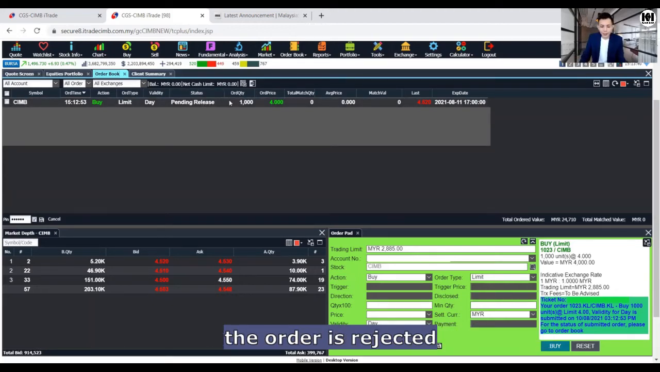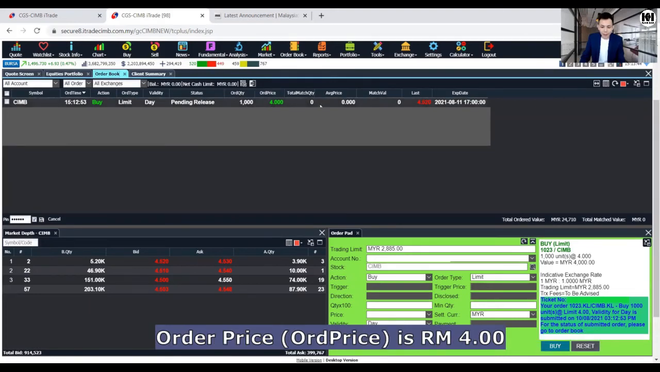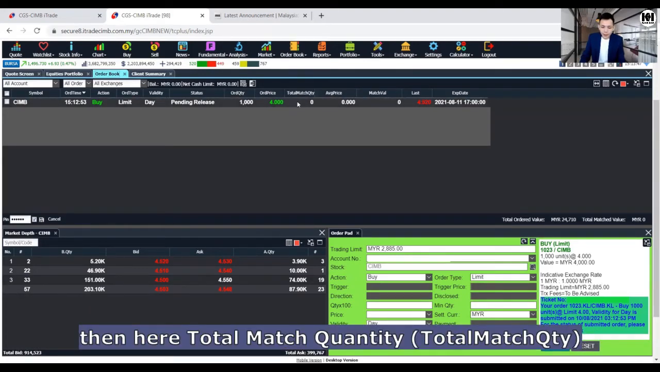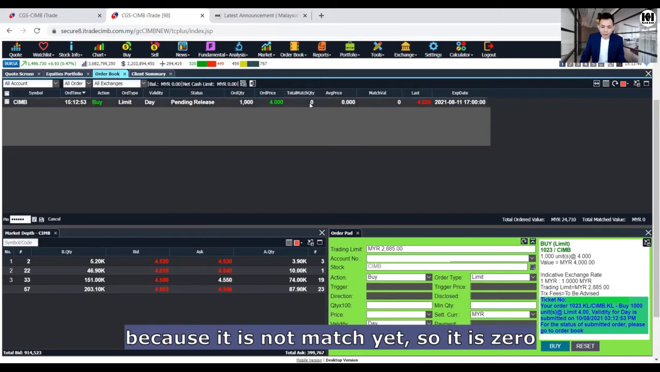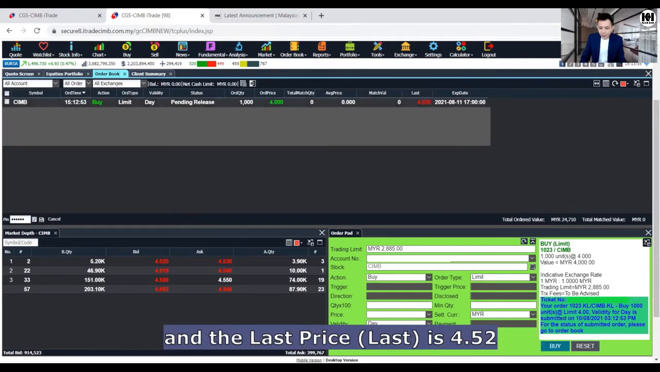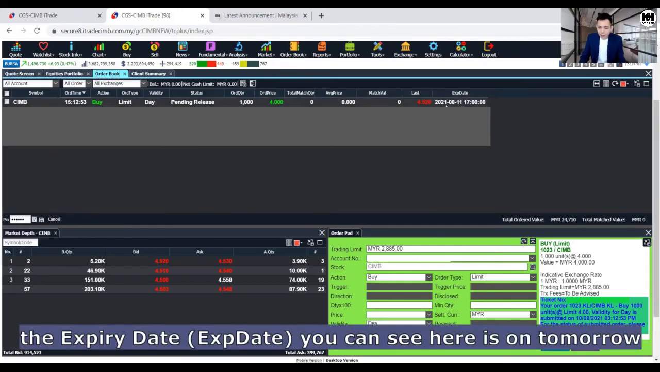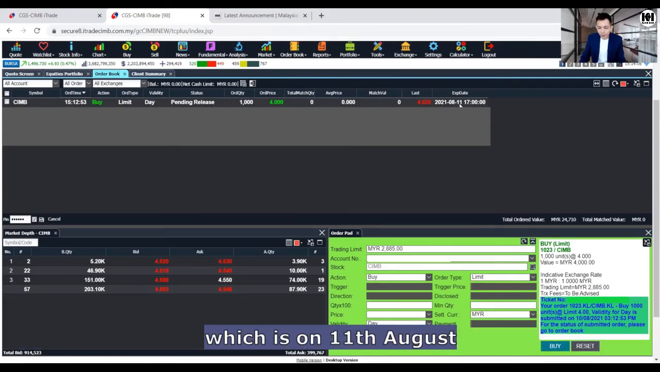The order quantity we mentioned is 1,000. Order price 4 ringgit. Then here total match is 0 because it's not matched yet, and average price is 0 as well. So the match value is 0 as well. And the last price is 4 because it's the closing price for the last transaction day. Okay, the expiry date you can see here is tomorrow, which is on 11 August.